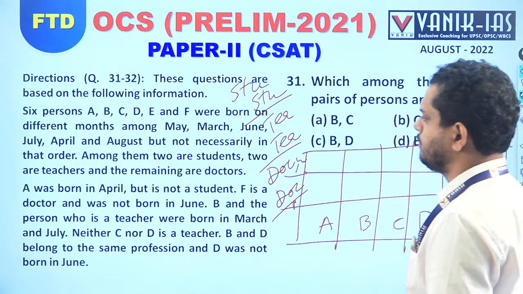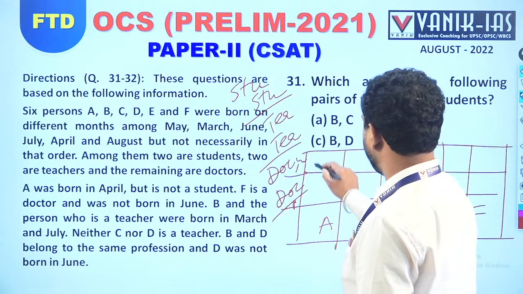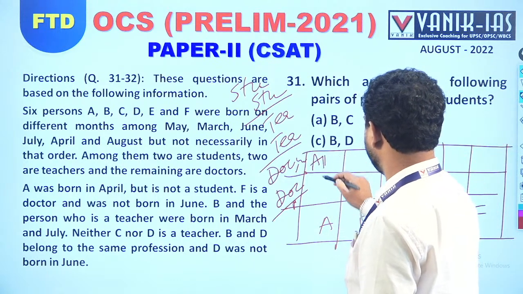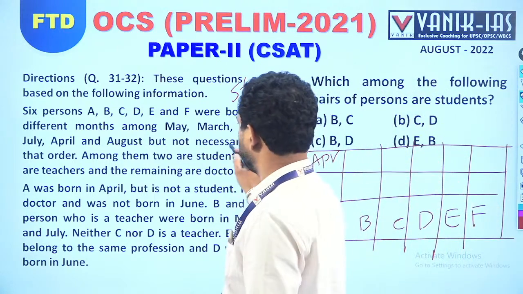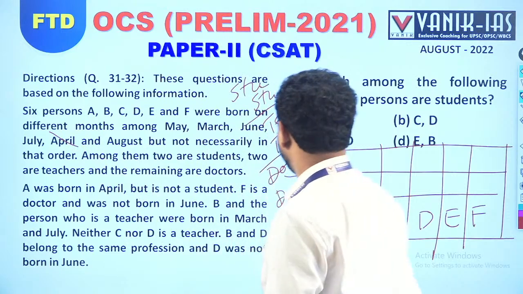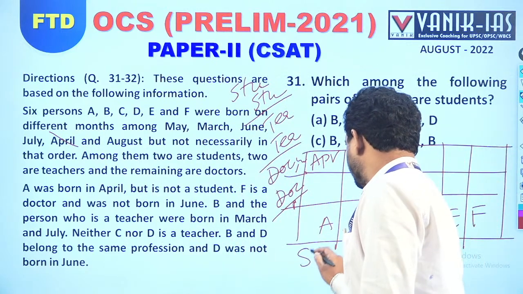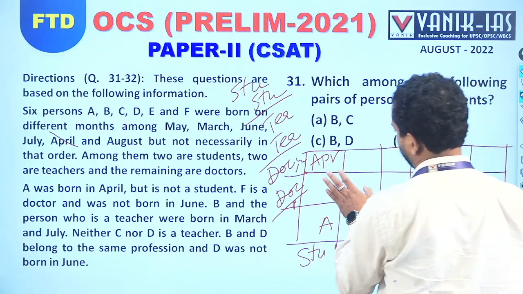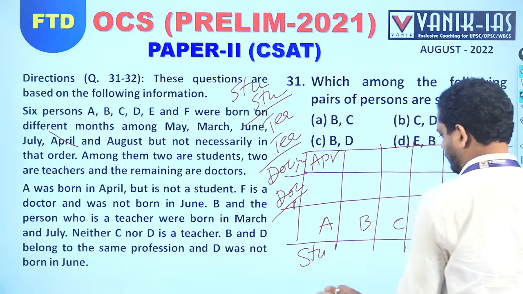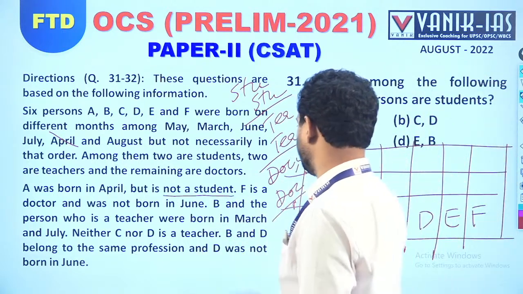Okay, so the first one given is, A was born in April. I am taking this one as month, April, and April is cancelled. April, but is not a student, friends. If that is given positive, I have to place student within the box respectively, but this has been given negative.